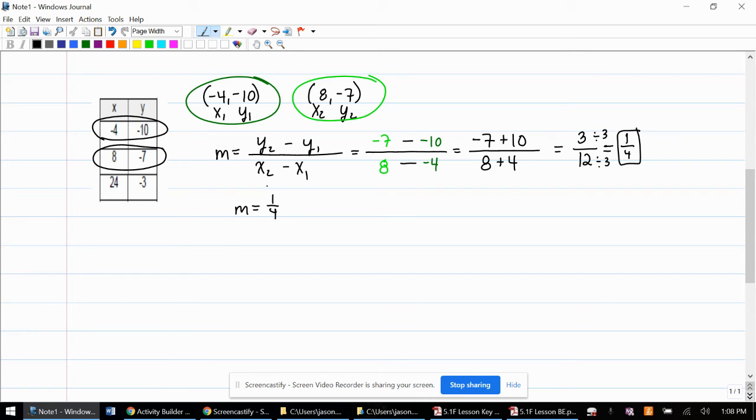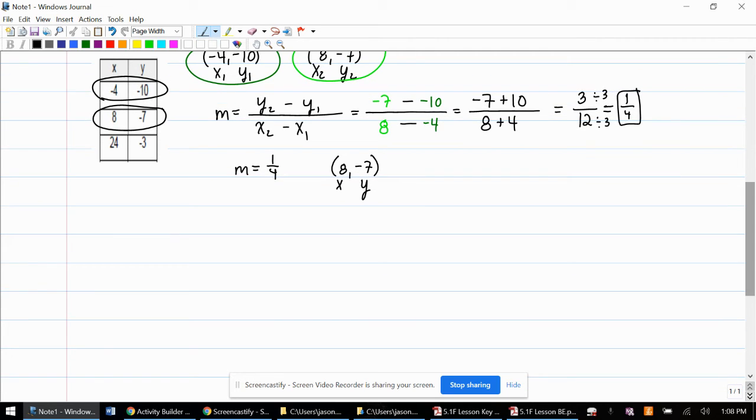Now we're going to pick a point. I'm going to pick the middle point this time. I don't honestly remember what I picked on the last one, but I like this one because maybe it only has one negative. So 8 and -7. And I'm going to plug this into y equals mx plus b.